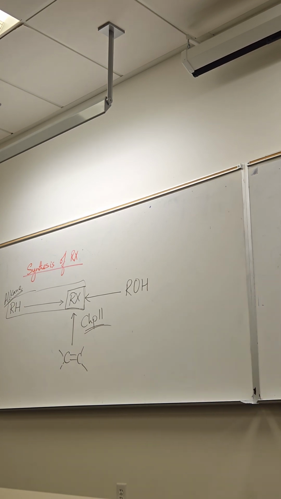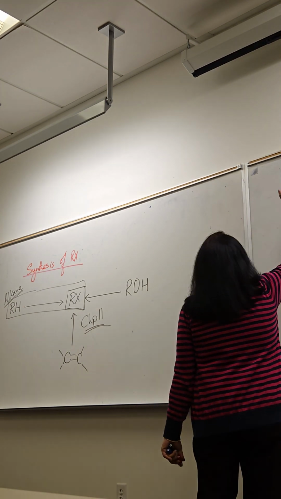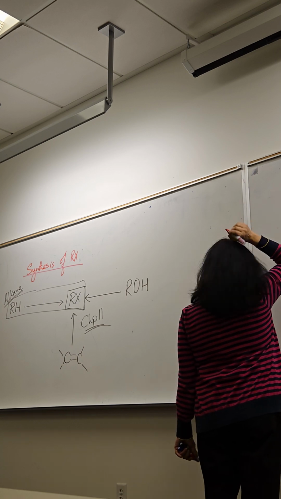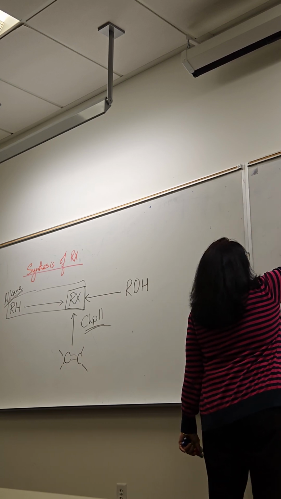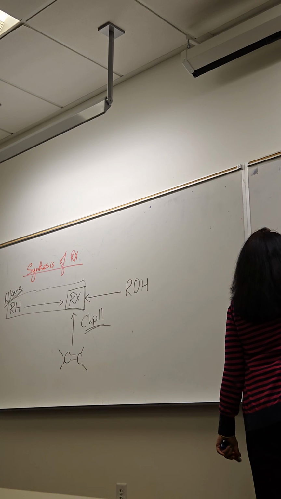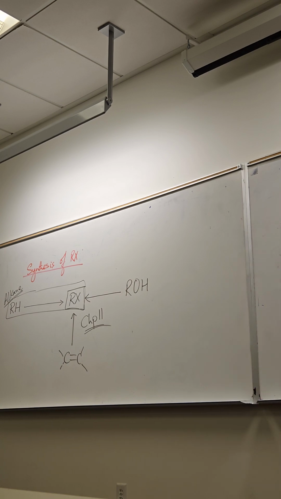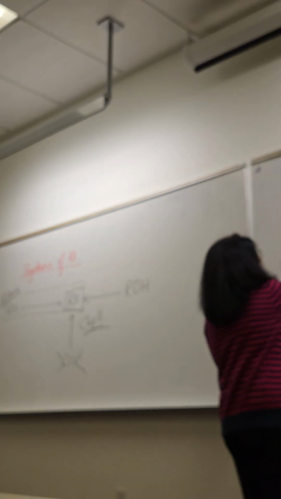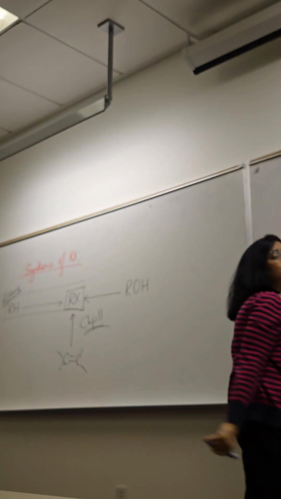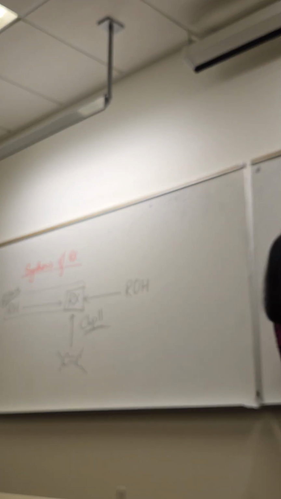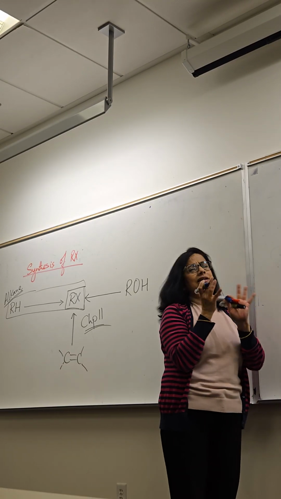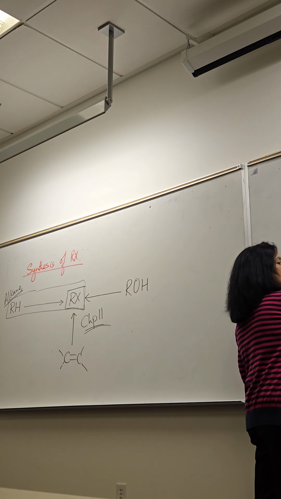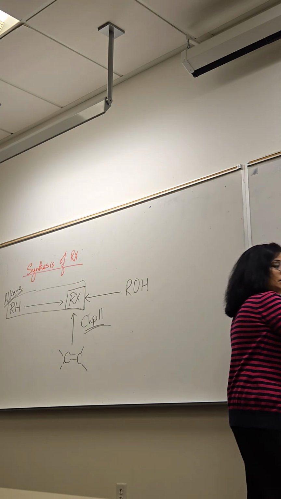We good, everybody? Okay, so alkanes can be converted into alkyl halides basically by substituting a hydrogen with a halogen. Now I want to write this equation a little bit differently because this carbon has to be what?